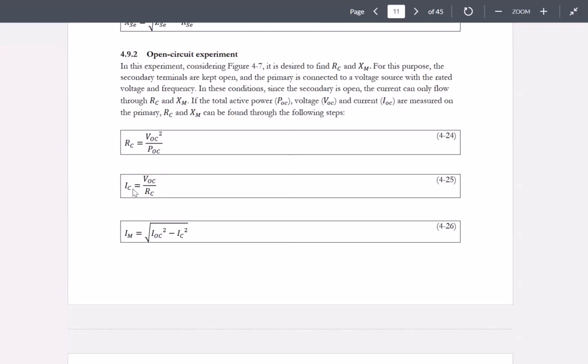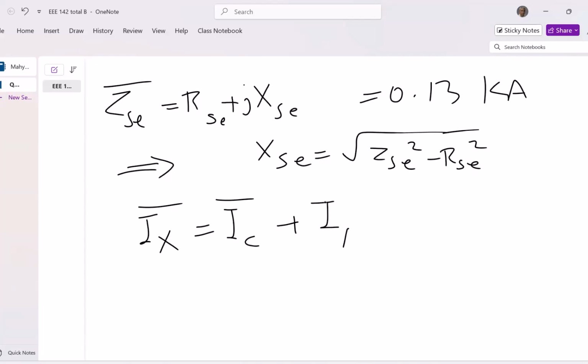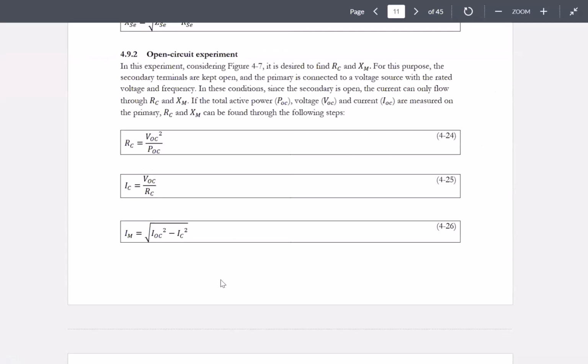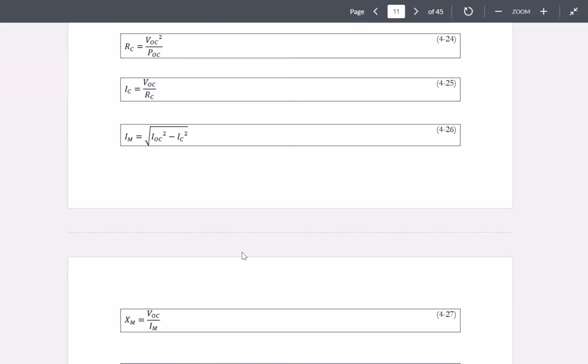And then you can find I_C by V_OC over R_C. And then I_M, the magnitude of the magnetization current, can be found from the square root of I_OC squared minus I_C squared. That's because your I_X bar is equal to I_C bar plus I_M bar. So the relationship for the magnitudes is I_X squared equals I_C squared plus I_M squared. Through this, you can find I_M, and then finally, you can find X_M. So again, four simple steps to find out the equivalent parameters of your transformer.